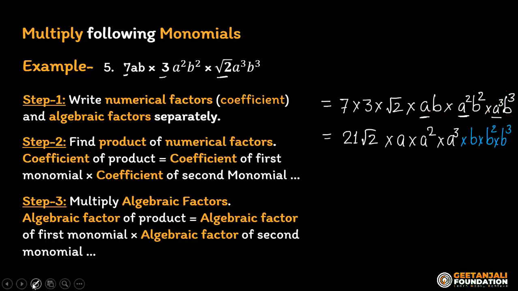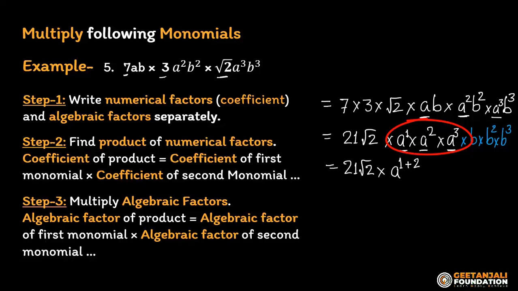Now we will apply the rule of multiplication of exponents. It doesn't matter how many terms you are multiplying, the rule will be the same. So here 21 root 2 will be as it is. And here you can see a times a square times a cube. So we will write a, and nothing is written, it means it is 1. So it is 1 plus 2, because you need to consider this exponent as well, otherwise you will miss out this a. So to consider this a, you write 1 for this, 2 from here and 3 from here.